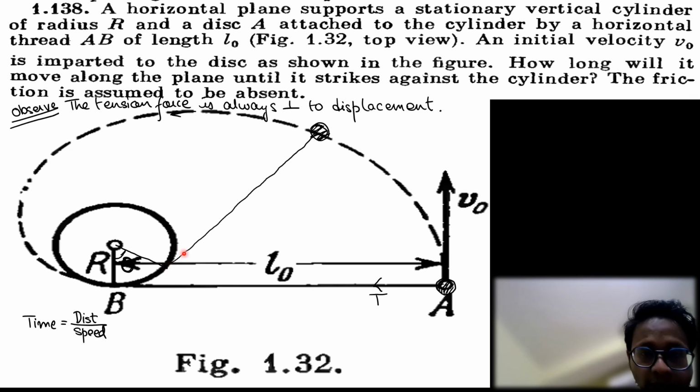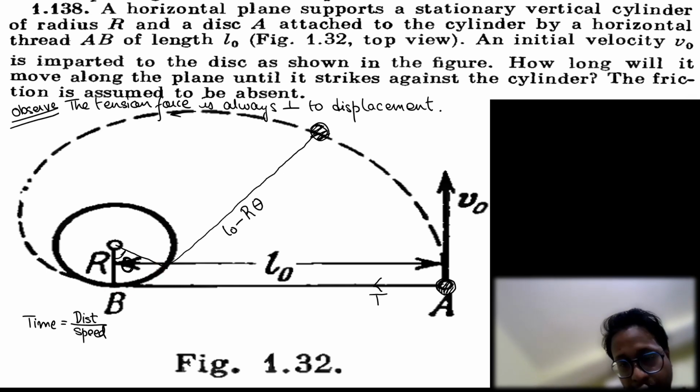From this point to this point, what is the length of this string? The initial length of the string was L naught. After it coiled up till here, the entire length of the string, this plus this much amount of coil, is nothing but the total length L naught. So if we subtract L naught minus this much length, we'll get this much length of the string, and this much length of the string is nothing but L naught minus r into theta, where r into theta is nothing but this much length of the string.